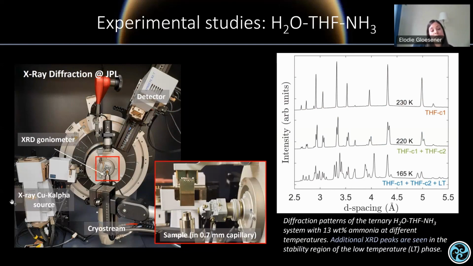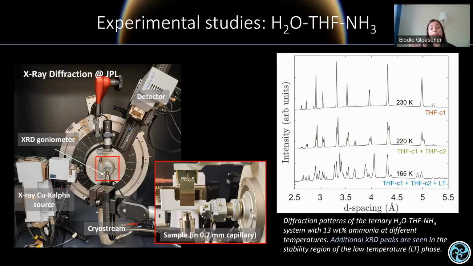So here on the left, you have our setup for our XRD experiments. We prepared our samples by depositing our solutions, the water THF ammonia solution, with a microsyringe into an open-ended capillary, and we sealed the capillary with a butane torch. The capillary was then mounted on the goniometer that you can see here, and its temperature was lowered to 90 Kelvin via a liquid nitrogen cooled cryostream that you can see under the goniometer.